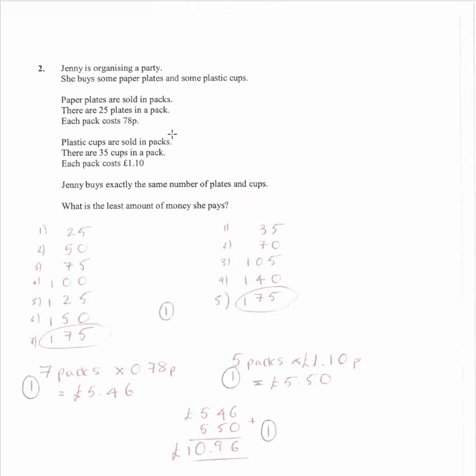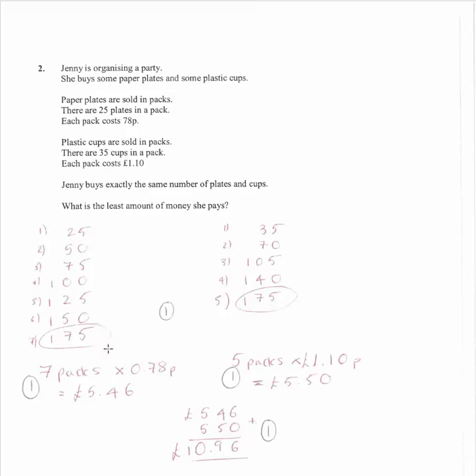Jenny is organising a party. She buys some paper plates and some plastic cups, and they're sold in packs of 25 for the plates and 35 for the cups. So your plates can only be in multiples of 25 and your cups can only be in multiples of 35. And she buys exactly the same number of plates and cups. So basically you're looking for a number that is a multiple of 35 and a multiple of 25. And all you need to do is just write out your lists, your multiples of 25 and your multiples of 35, and the first number you get that's in both lists is what you want.